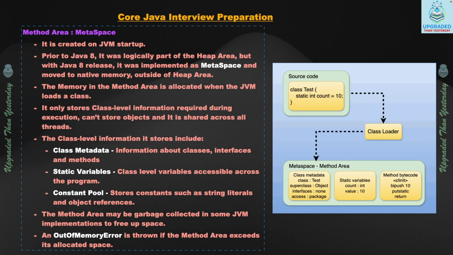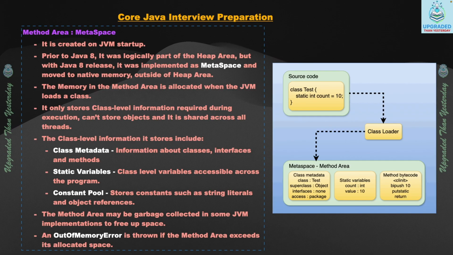This class level information includes class metadata. Class metadata is the information about the classes, interfaces, and methods. Static variables. Static variables means class level variables that can be accessed by any class. Constant pool. The constant pool stores constants such as string literals and object references. Since the method area stores class level information, which is common for all the threads, the method area is shared across all the threads.